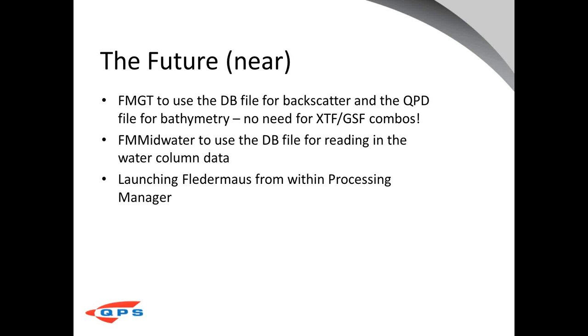The DB files which contain the backscatter are going to be used in FMGT for doing the backscatter processing, and the Bathy data will go from the QPDs. So you get nice clean data in the QPD, it's all tidily adjusted, sound velocity corrected, and then you just extract the backscatter from the DB. So there's no more messing about with XCF, GSFs and all the problems that remained in there.